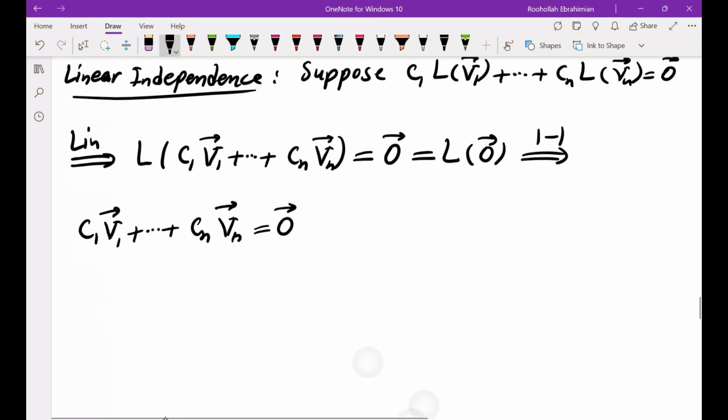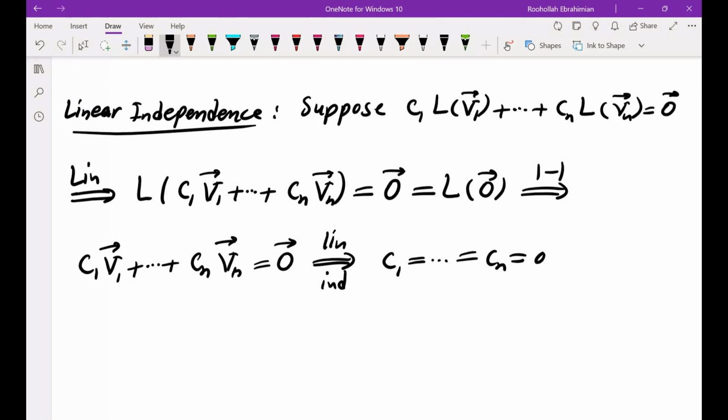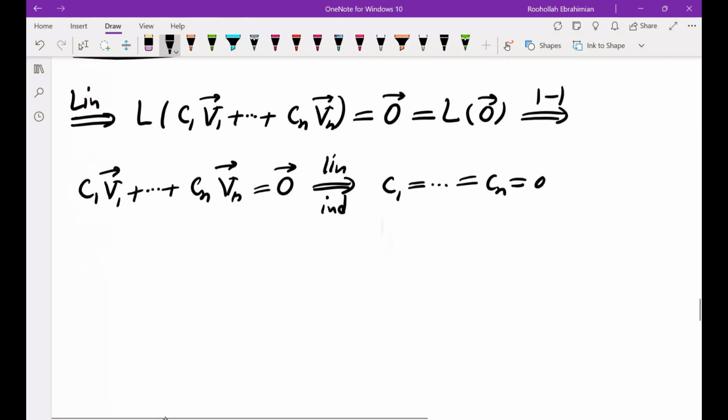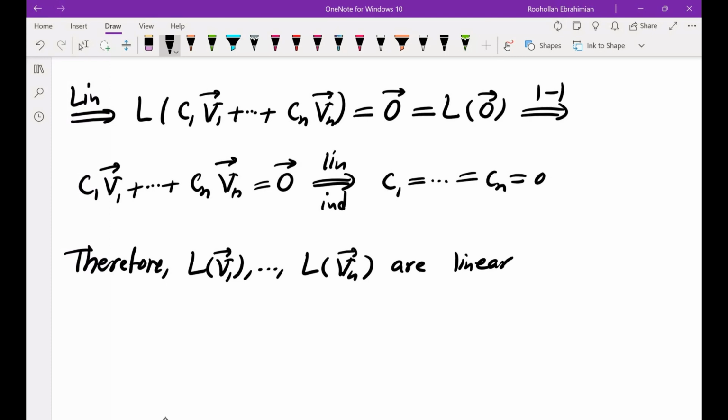And what does that mean? I know V1 through Vn is a basis, so they are linearly independent. That means C1 through Cn are all 0. So we started from a linear combination of L of V1 through L of Vn that is 0, and we showed that all the coefficients must be 0. Therefore, L of V1 through L of Vn are in fact linearly independent.